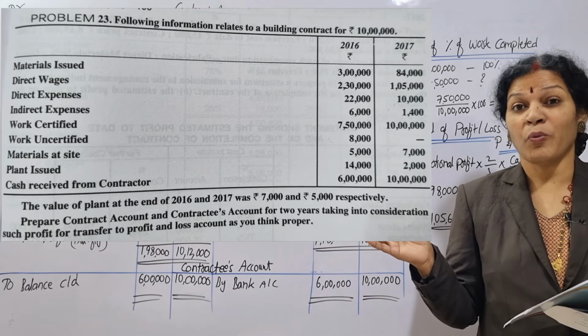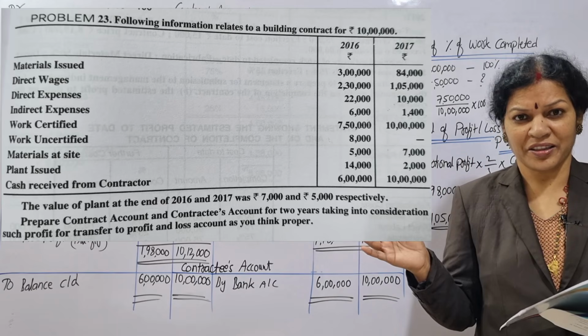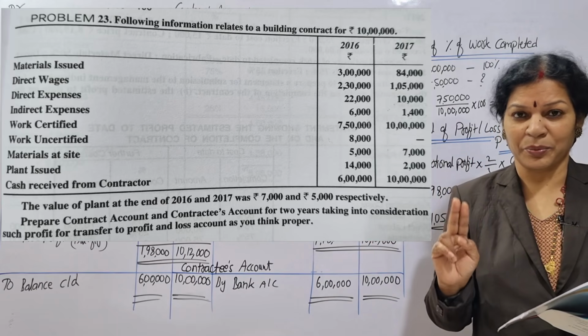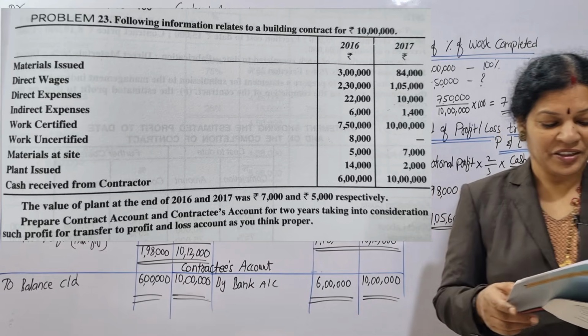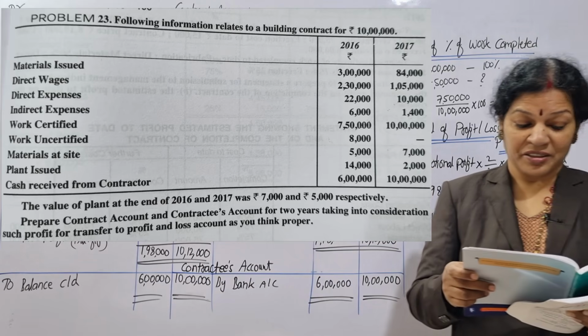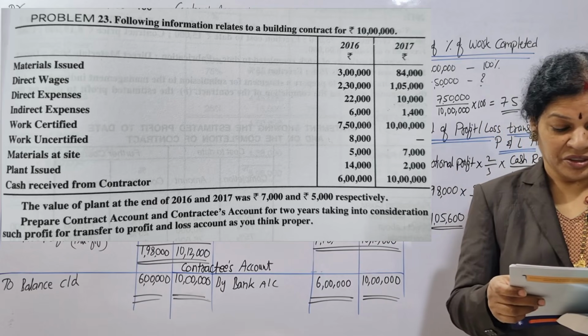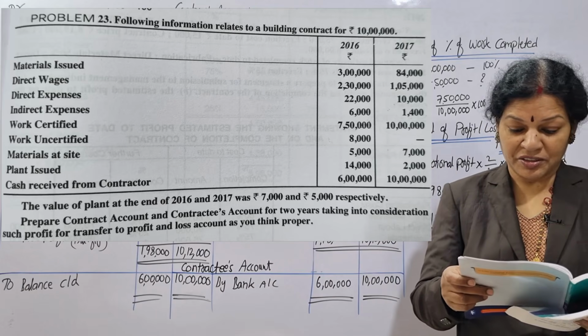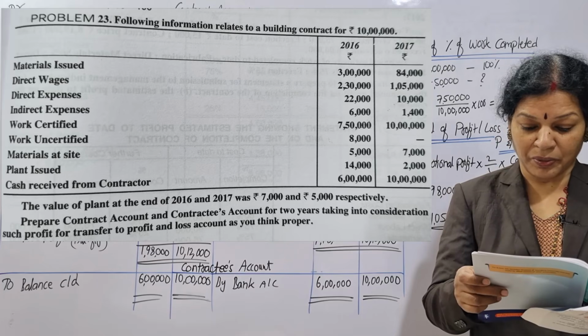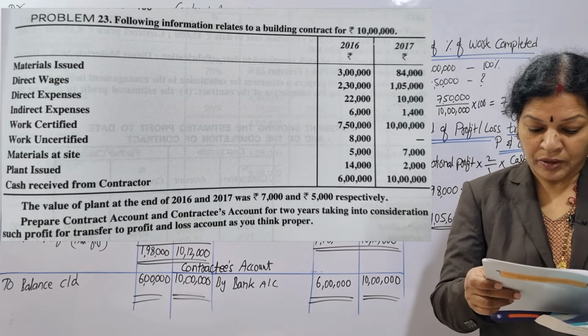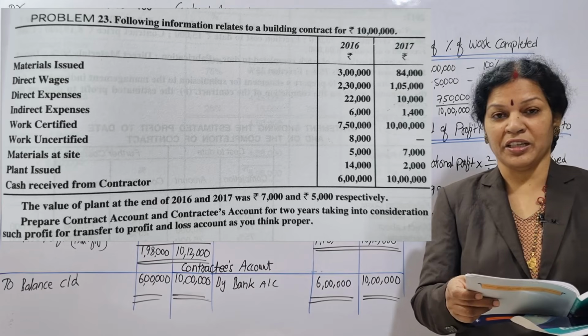On the credit side of the contract account, work in progress. Under that column, certified and uncertified will both be shown separately, right? Next, material at site, plant issued. Material at site here is 5,000 and 7,000. So this is closing material.